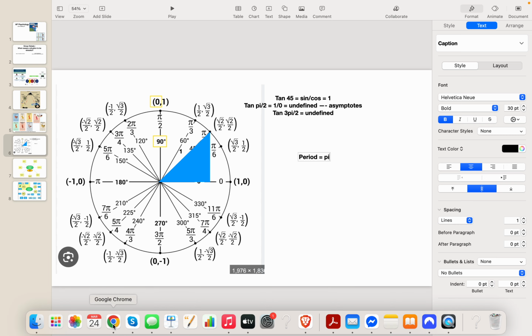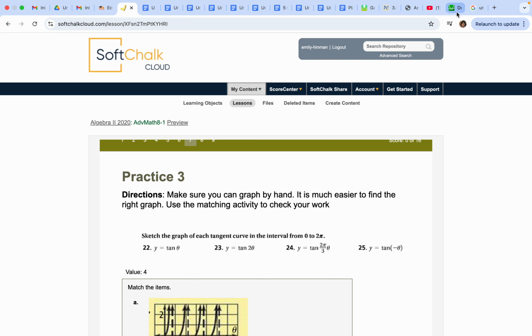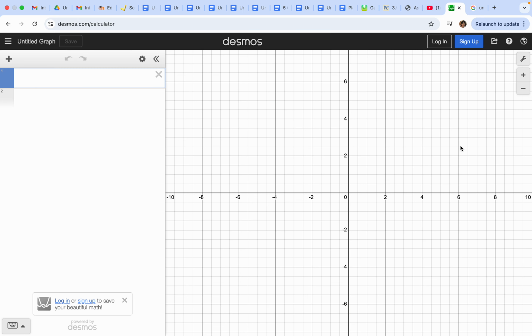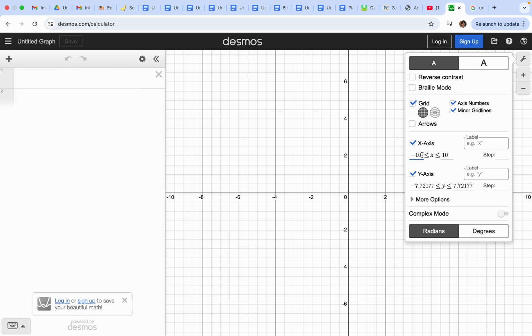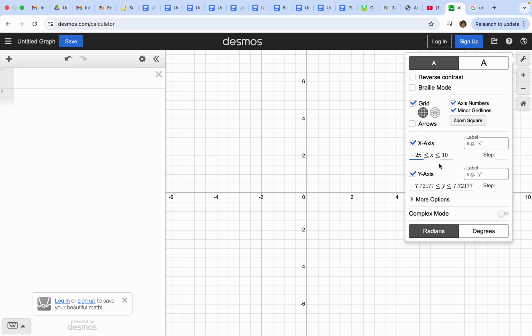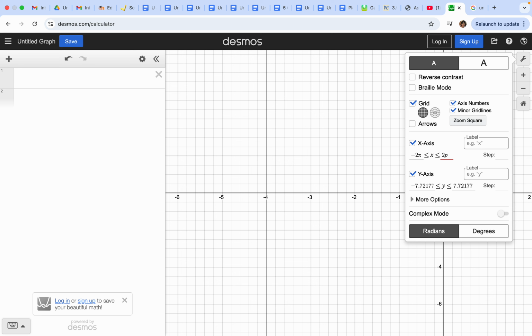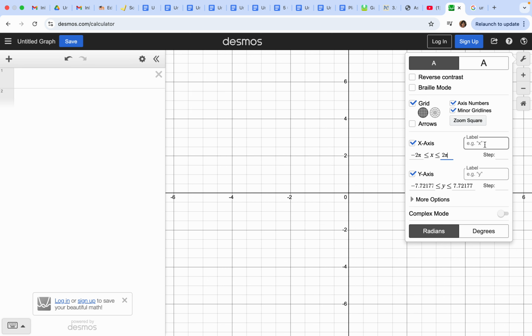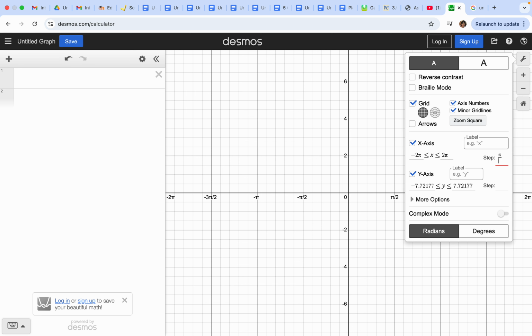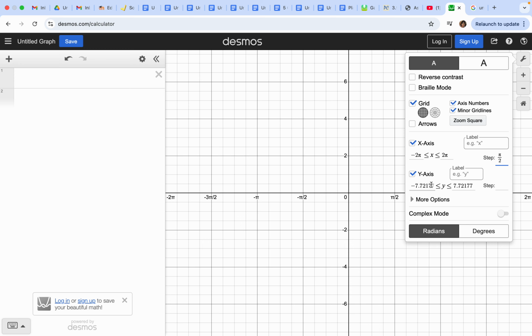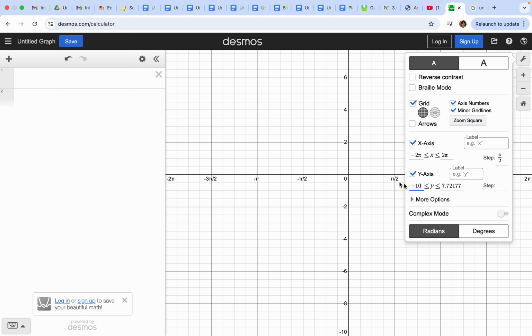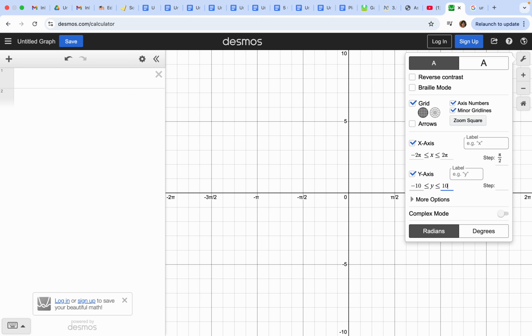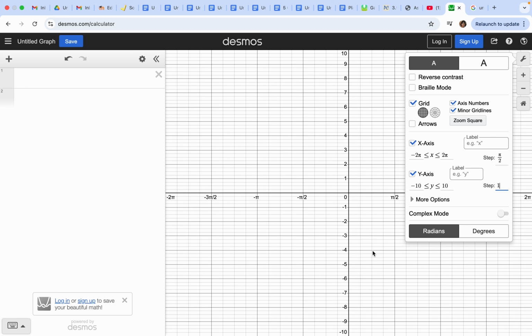So now let's just go into Desmos a little bit. All right, let's adjust. We have these ordinal numbers here, which are not very useful in graphing this because we're thinking in radians. So let's make it be from negative 2 pi to 2 pi. And let's say our step is going to be pi divided by 2. And then we can just make this negative 10 to 10 and make our step be 1.